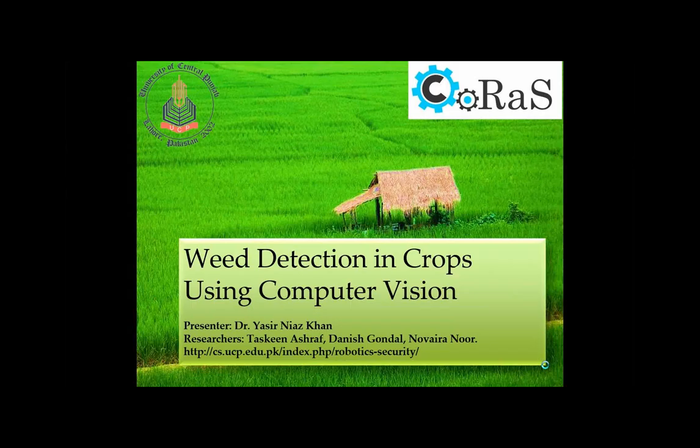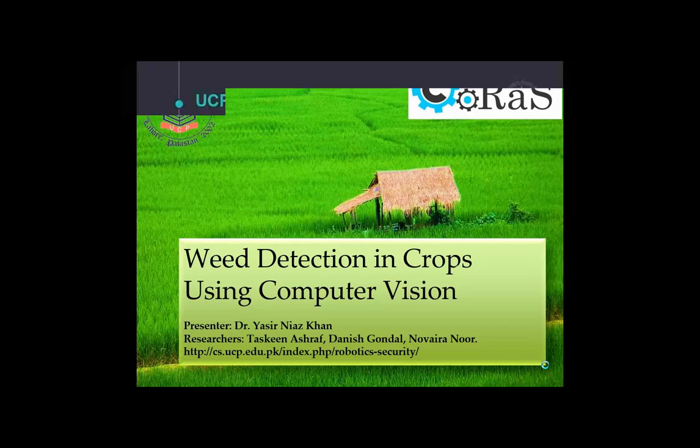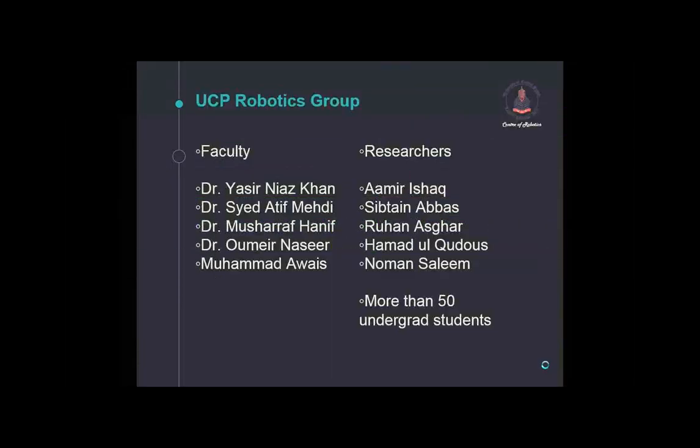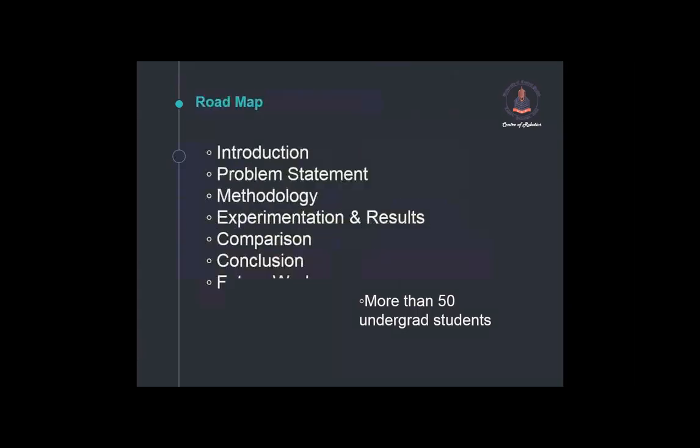We have this research group where we have some PhD students, some master students, some research assistants, and a lot of bachelor students who are working on problems related to agricultural robotics and other fields. So I'll move to the next slide. This is a group which has 5 faculty members, 5 researchers, and more than 50 undergrad students who are working on different projects of robotics, agriculture being one of them, and this is the main area of our focus.